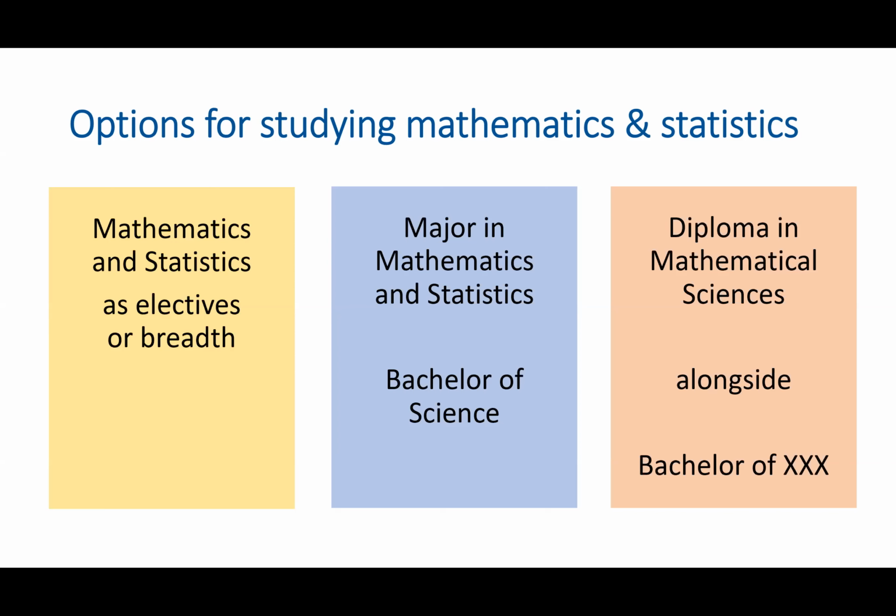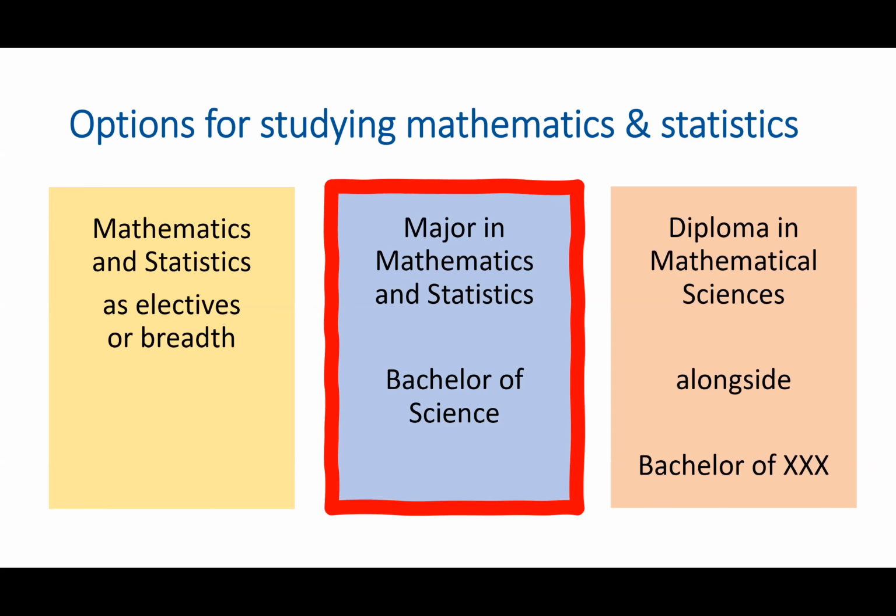You can always choose mathematics and statistics subjects as your elective subjects if you're doing science or biomedicine, or as your breadth if you're doing one of the other degrees. So that allows you to just choose a few maths and stat subjects to complement whatever other discipline you're studying. So I imagine that most of you here today are probably in one of those first two categories. So now let's focus on this middle option, the major in mathematics and statistics.